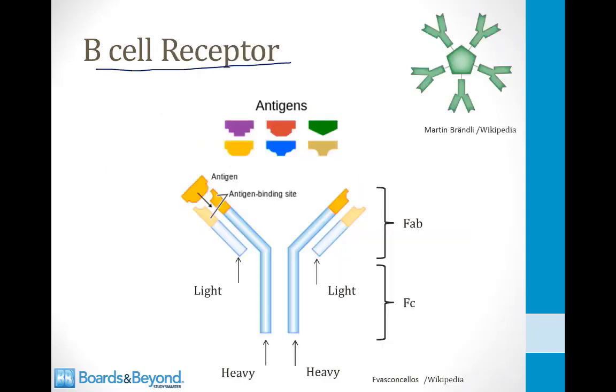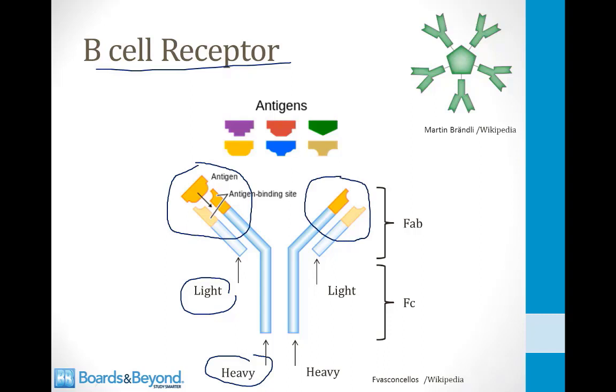The B cell receptor is one of the most important parts of the B cell. It's found on the surface of the cell, and this is what binds to antigens of invading pathogens like bacteria and viruses and parasites. The B cell receptor is made up of 4 chains. There are 2 heavy chains and there are 2 light chains. And this outer portion here, which is made up of some of the light and heavy chain, is where the antigen binding site is. There are 2 antigen binding sites on a B cell receptor.